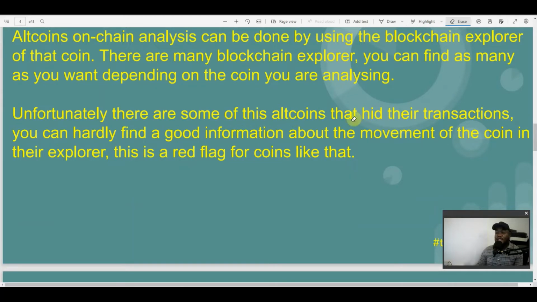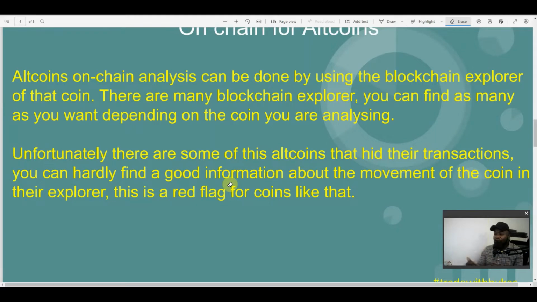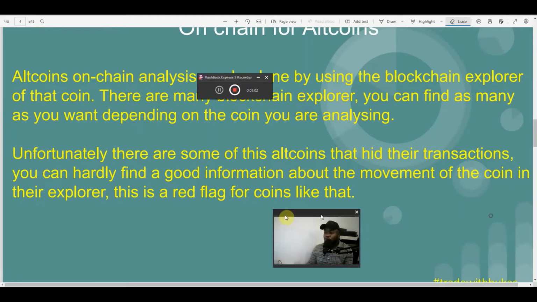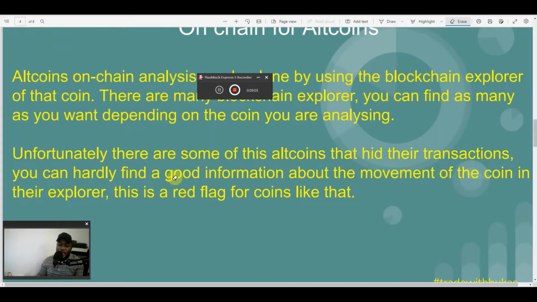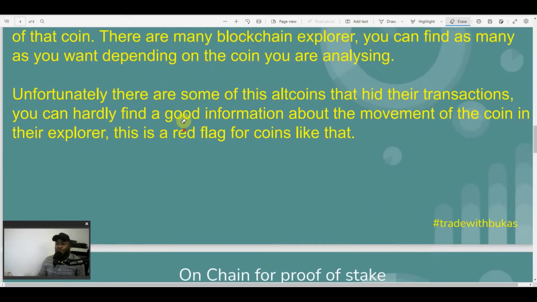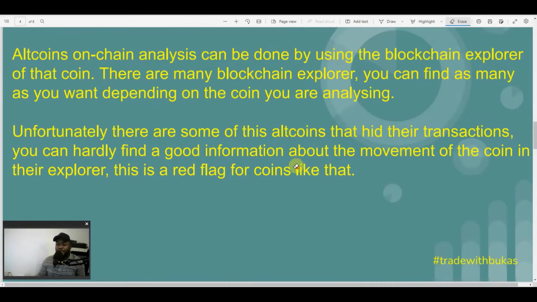Unfortunately, there are some altcoins that hide their transactions. You can hardly find good information about the movement of coins in the explorer. This is a red flag. Anytime you spot this type of thing, or any exchange that hides the movement of transactions going on in their blocks, that is a red flag. They are hiding something. They don't want investors to know when they sell their big bags for dumps.